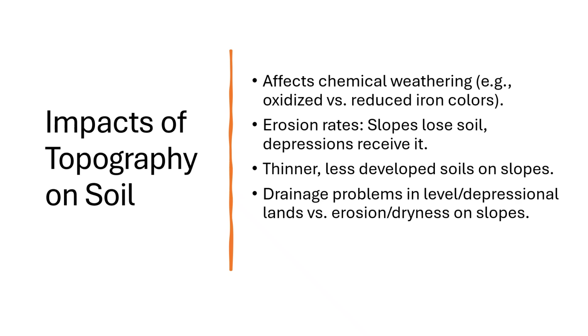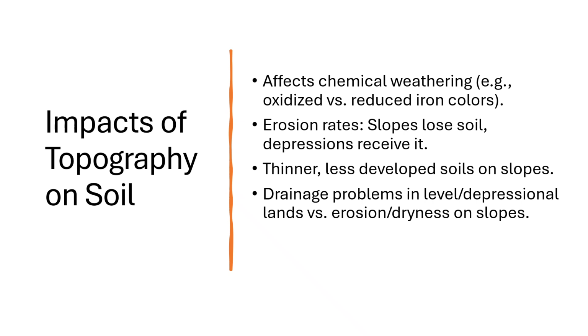These topographic differences have other significant impacts. For example, the chemical weathering of the soil is affected. Subsoils high on the slope, near the shoulder, might be reddish, indicating oxidized iron in a well-aerated soil. Makes sense because all the water flows down the slope. And then at the base, they could be gray, indicating reduced iron in waterlogged conditions.